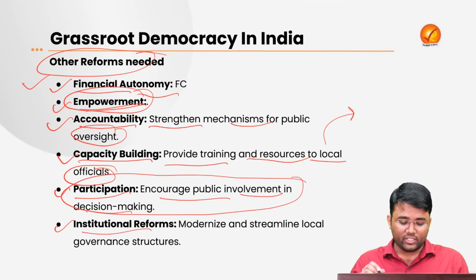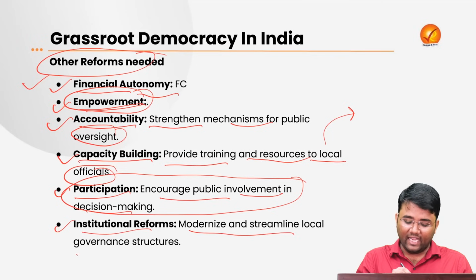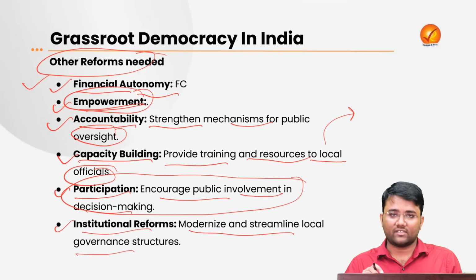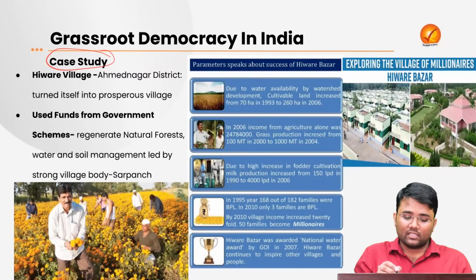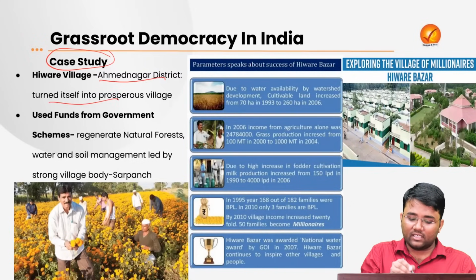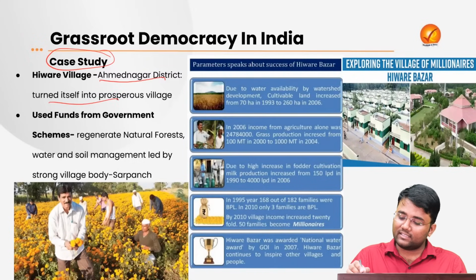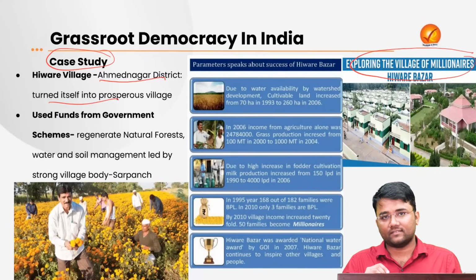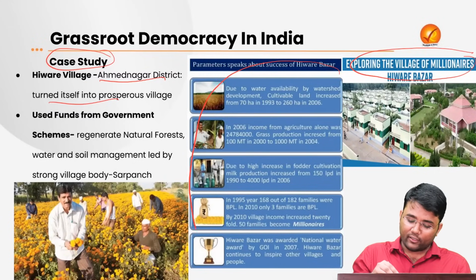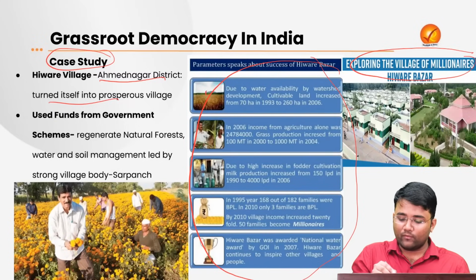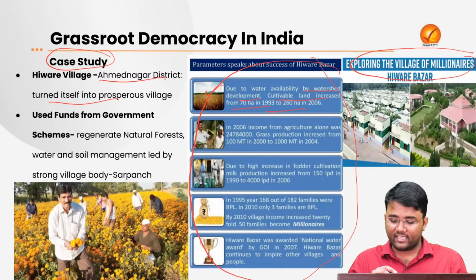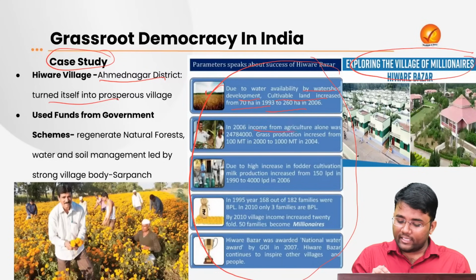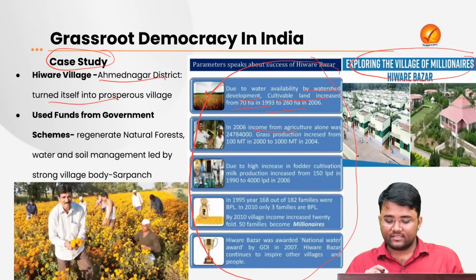There is also need for some institutional reform that can help in modernizing and streamlining local governance structures. If we look into one case study about Hivre village, which is located in Ahmednagar district, it turned itself into a prosperous village, and is now known as the Village of Millionaires. It has improved across various social sectors. Due to water availability by watershed development, cultivable land increased from 70 hectares in 1993 to 260 hectares in 2006. Then the income from agriculture alone has increased significantly.